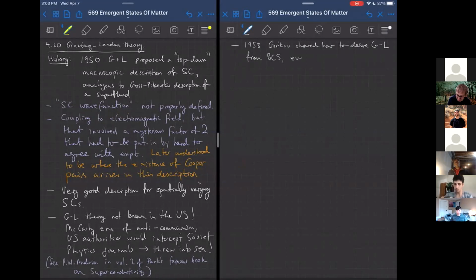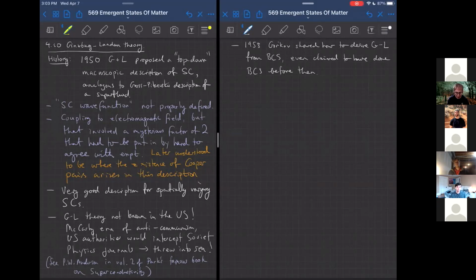and I think he even claimed to have done what BCS did before them, although nobody outside of Russia believes that. So this was a very interesting period, and it's quite interesting to see how the lack of scientific communication really did hold up science. Okay, so that's the history.